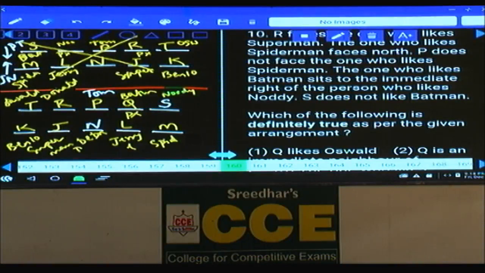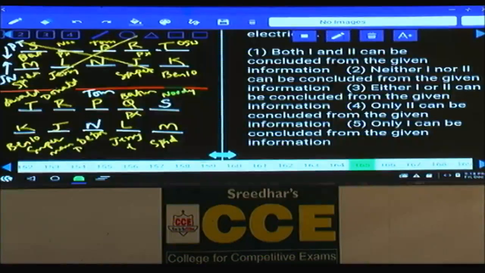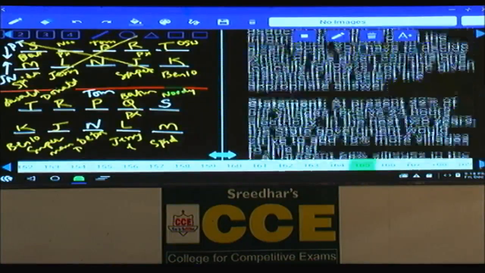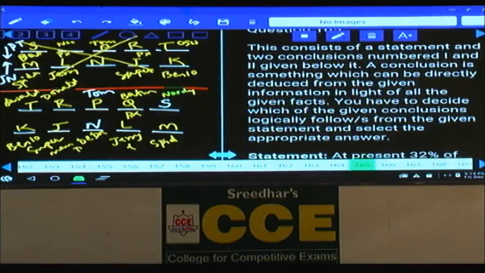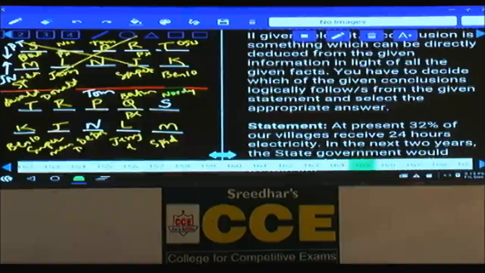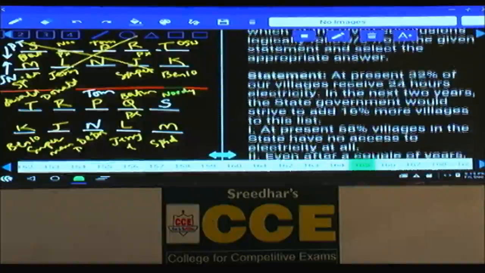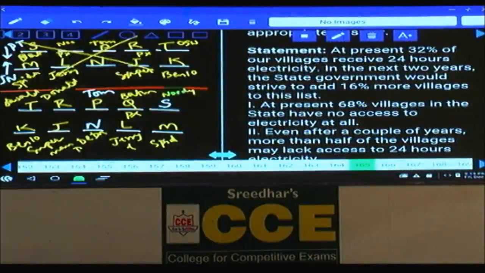Now this is about questions 160 to 164. Then coming to 165. Now in this 165, what is the information we have? Statement and two conclusions, 1 and 2. A conclusion is something where you have to decide which of the conclusions logically follows. At present, 32% of our villages receive 24 hours electricity.